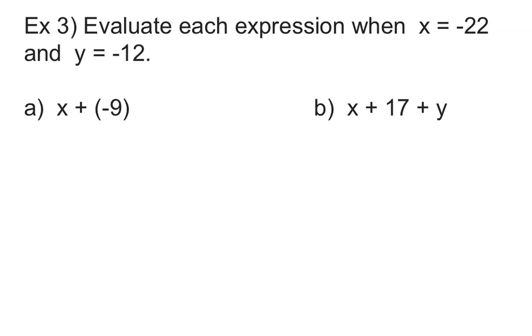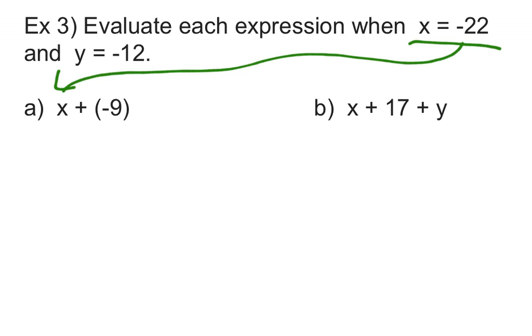Okay, you're back. Doing these problems. We've done expressions before. We're going to evaluate. So for part A here, x plus negative 9, they're telling me that x is negative 22. So just like we've always done, I take that negative 22, I plug it in. So it becomes a negative 22 plus a negative 9.